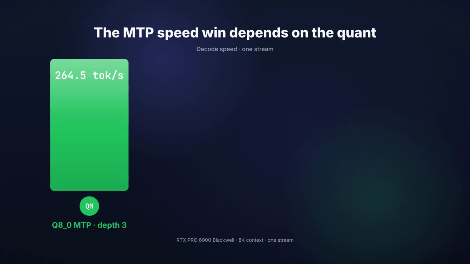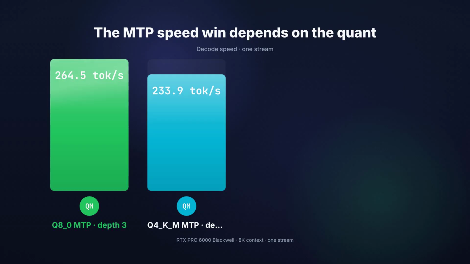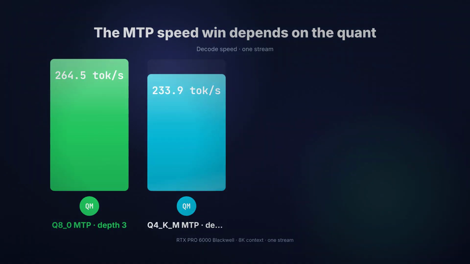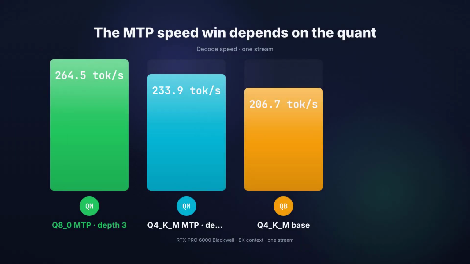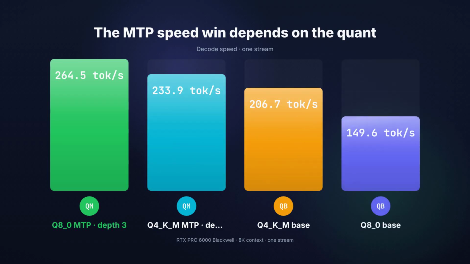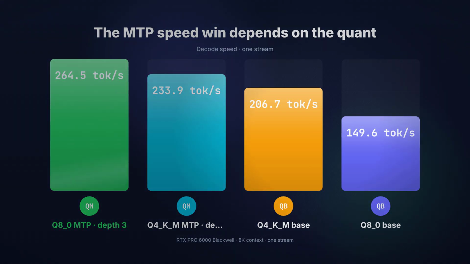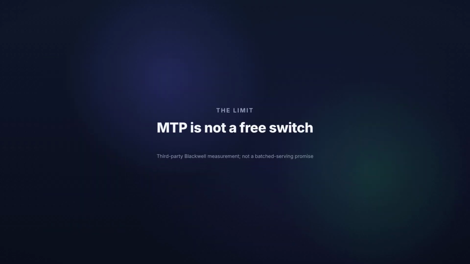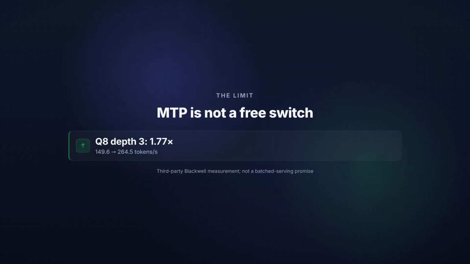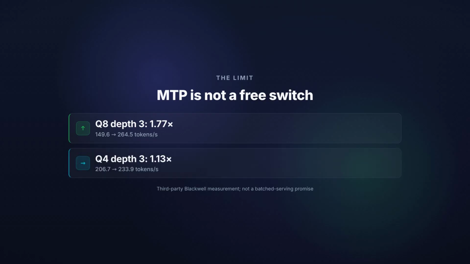Its Blackwell test shows the opportunity and the limit. At 8-bit, decode rises from 149.6 to 264.5 tokens per second at the best draft depth, 1.77 times faster. The 4-bit build gains only 13% and becomes slower on creative prompts when acceptance falls. MTP is not a free switch. Its value depends on the quant and on how predictable the next tokens really are.